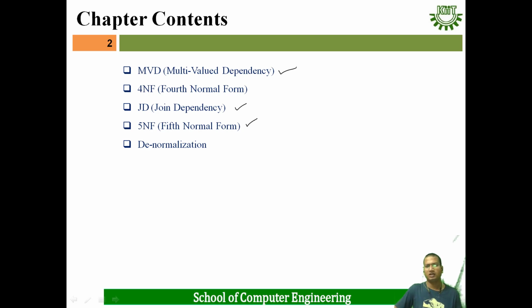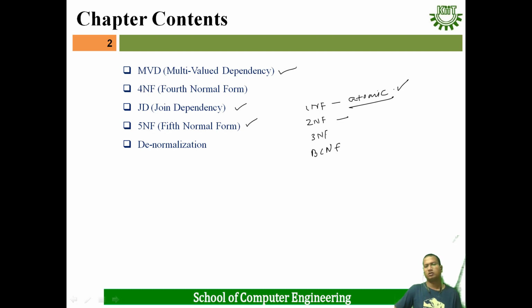Till now we have completed 1NF, 2NF, 3NF, and BCNF. What is 1NF? 1NF says that all the data items of the table should be atomic in nature. That means in each cell only one data item can be present. Then we can say that the table is in 1NF.